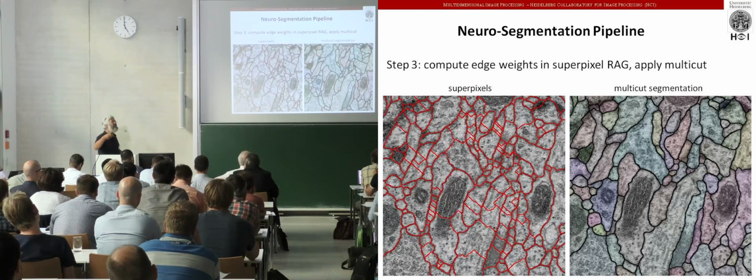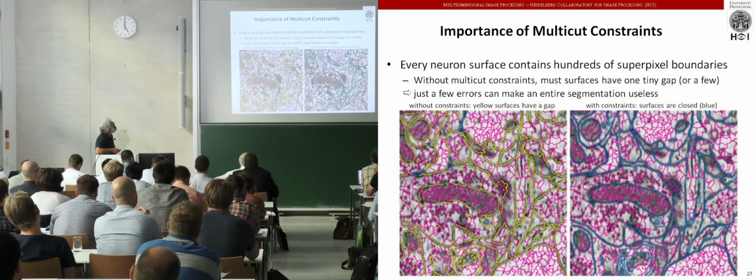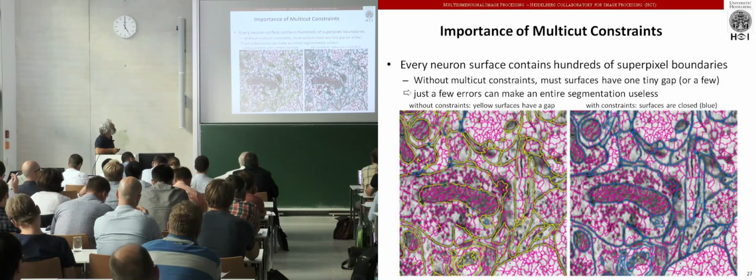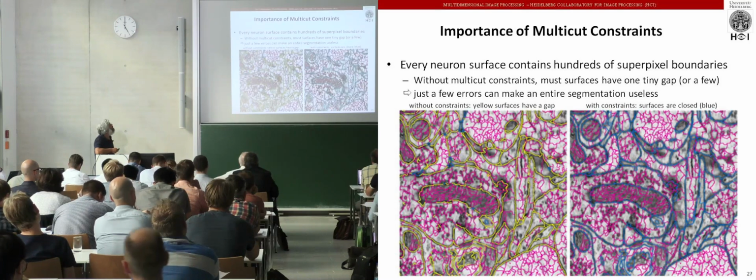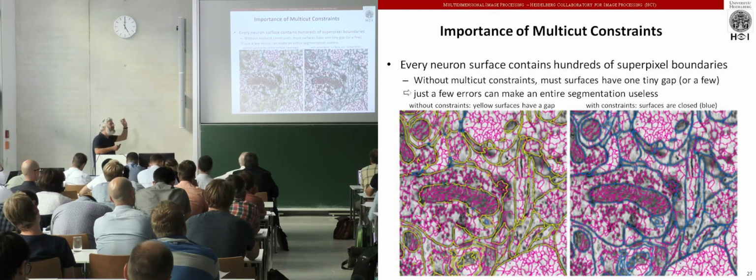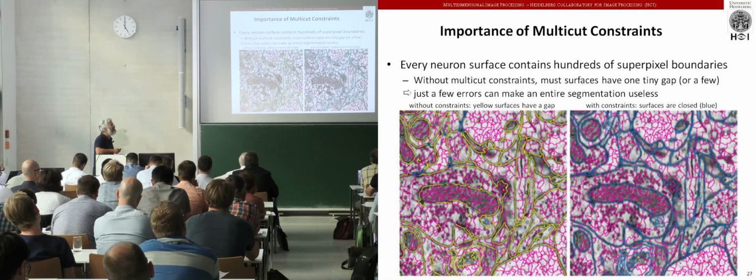And the neurons are huge, so it's easy to make one mistake per neuron. So we are not yet there. Here, you see it's important to have the multicut constraints. On the left, we see again all the yellow surfaces have a gap somewhere in 3D. Not necessarily in the same slice, but it is 3D, right? And a very, very tiny gap is sufficient to destroy an entire surface.